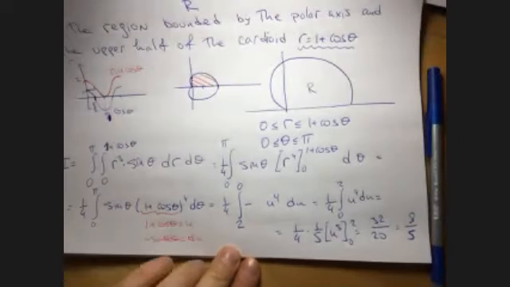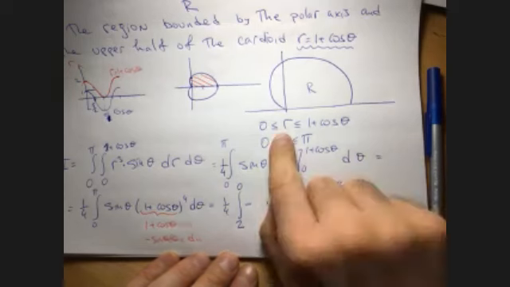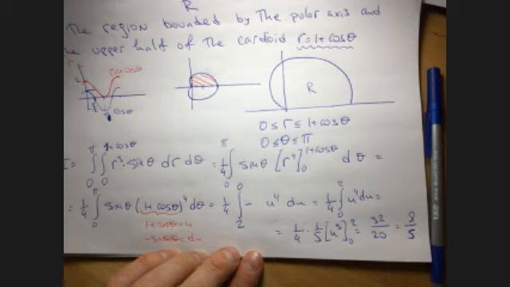So this is an example where, as you can see, r is not bounded by constants. It's bounded by a function in terms of theta. Any questions?